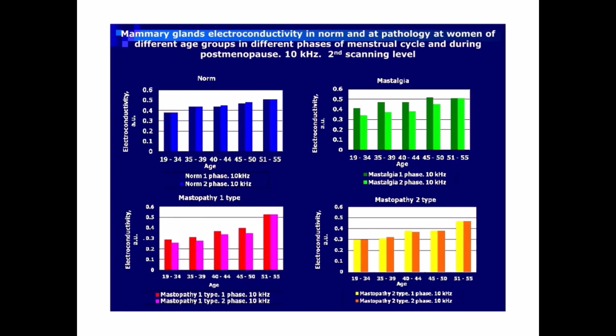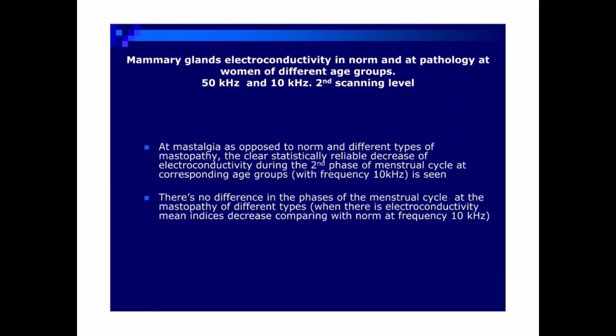Mammary glands electroconductivity in norm and at pathology at women of different age groups, in different phases of menstrual cycle, and during postmenopause. 10 kHz. Second scanning level. 50 kHz and 10 kHz. At mastalgia, as opposed to norm and different types of mastopathy, a clear, statistically reliable decrease of electroconductivity during the second phase of menstrual cycle at corresponding age groups with frequency 10 kHz is seen.